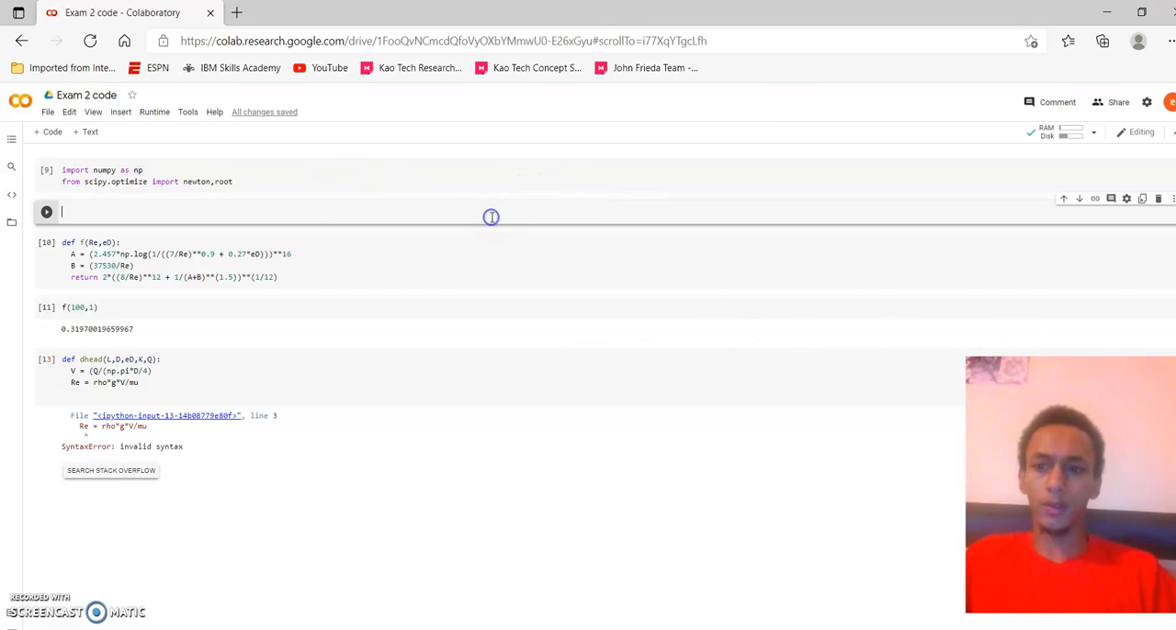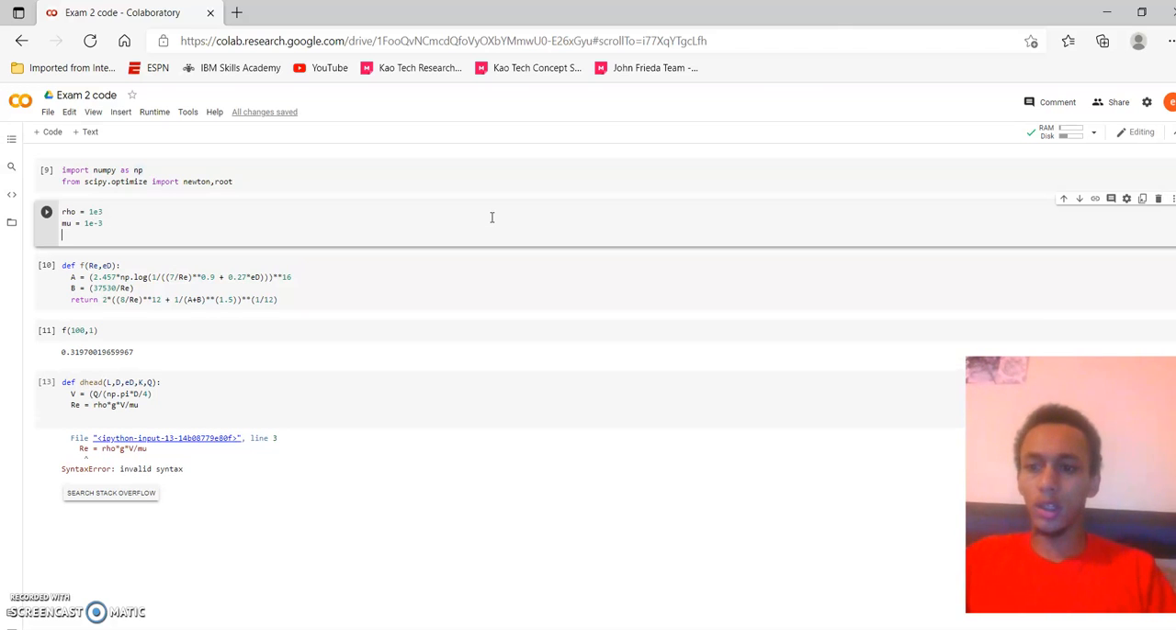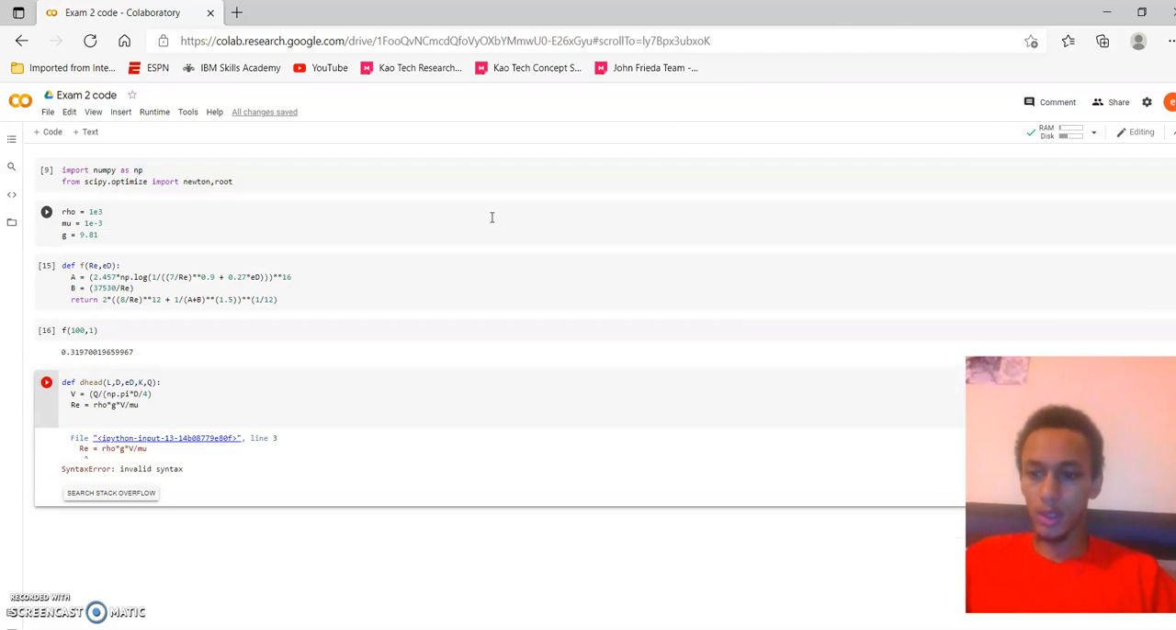So we're going to need to define row. So row is equal to 1e to the third, mu, so that's equal to 1e to the negative 3. And we have gravity, which is equal to 9.81.